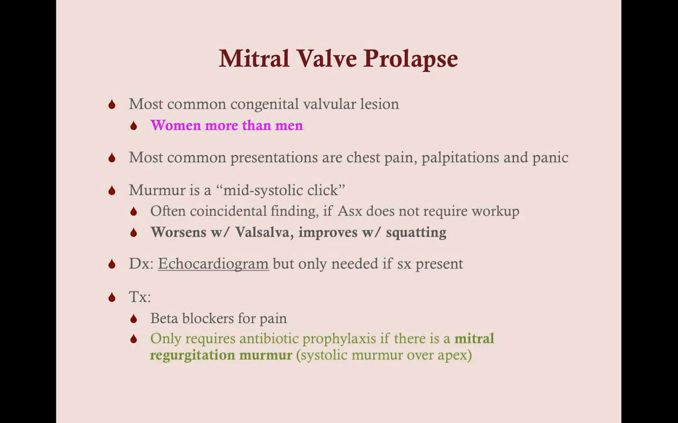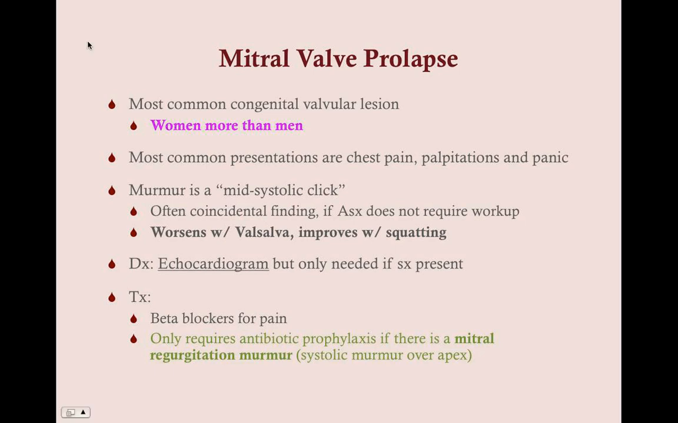Now, think of what mitral valve prolapse is. What you're getting is the mitral valve prolapsing into the left ventricle. Because of that, you will have a little bit of regurgitation because the valve has prolapsed into the left ventricle, so there's room for blood to come back down. So if there's a mitral regurgitation murmur, so remember that's a systolic murmur over the apex, then you're going to need to give the patient antibiotic prophylaxis. But otherwise you don't. So sometimes you give mitral valve prolapse patients antibiotic prophylaxis. It's only if they have a mitral regurgitation murmur, only if they have a systolic murmur over the apex.